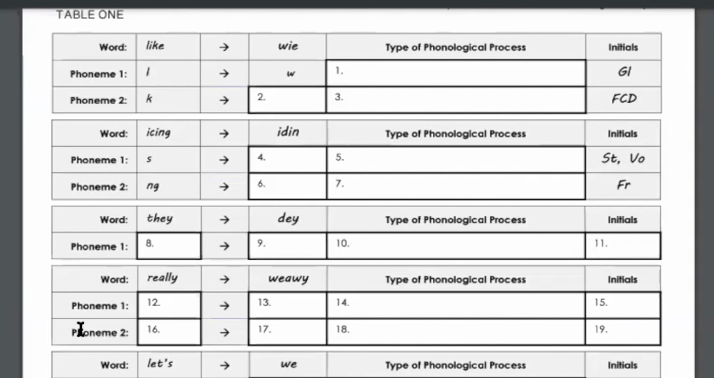Ali, do you want to have a go at the first one? The l like to y. What's happening when it's l to w? It's gliding. Gliding, yeah, great. And I've written the initials in, so I've sort of given you a bit of a head start.